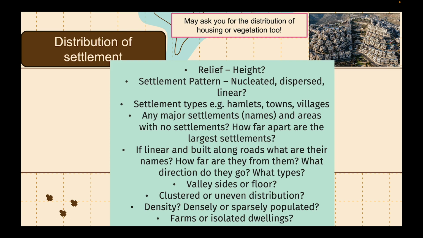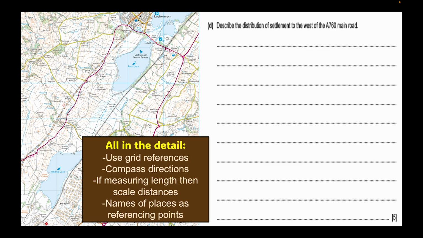And farms or isolated dwellings. I'm looking for these names. They are provided on the OS map. So again, this is what we're looking for when we're describing the distribution. Remember the term distribution of a settlement. We'll look at the site later, the site of a settlement. Okay, so again, if you want to pause the video and tackle this question, feel free.